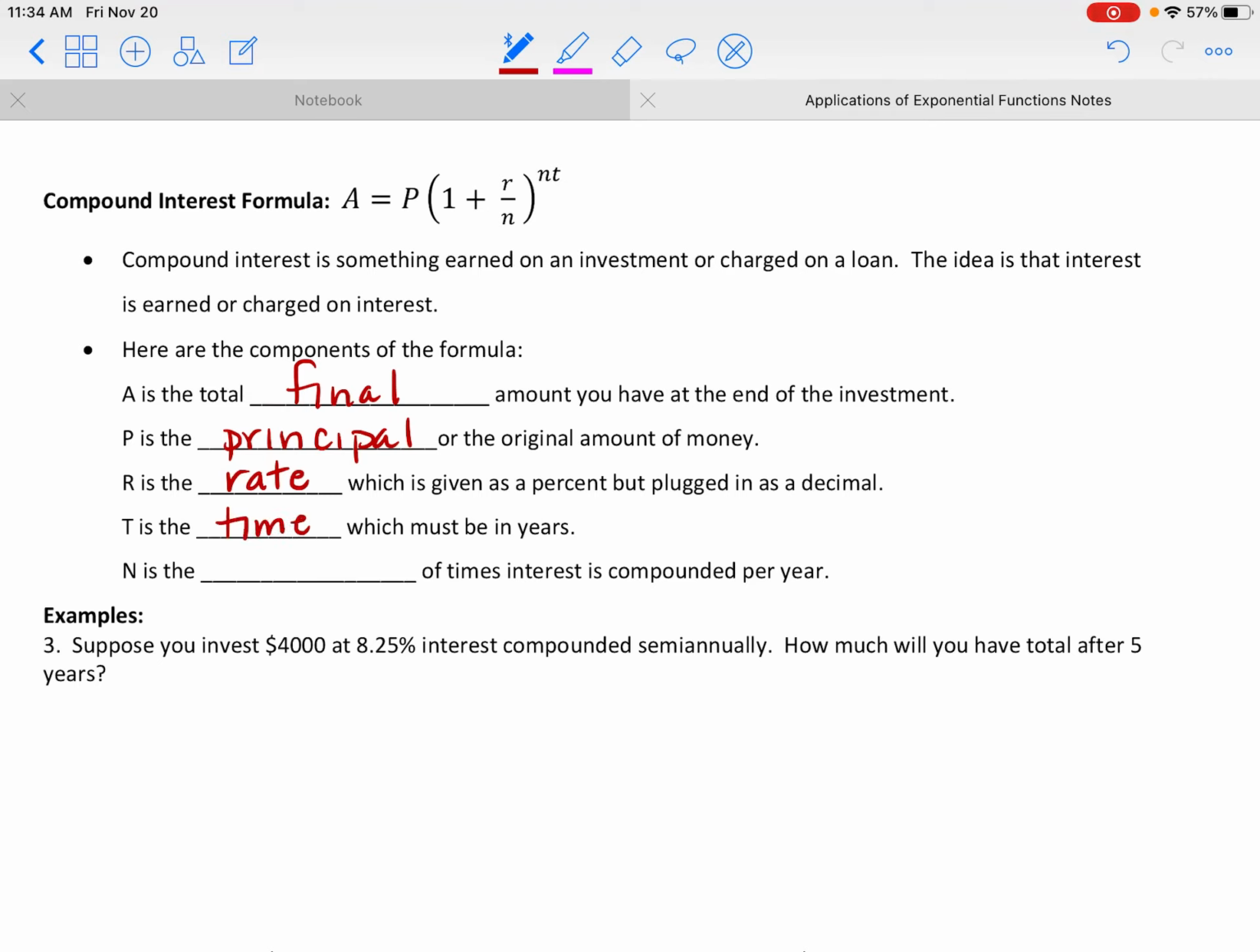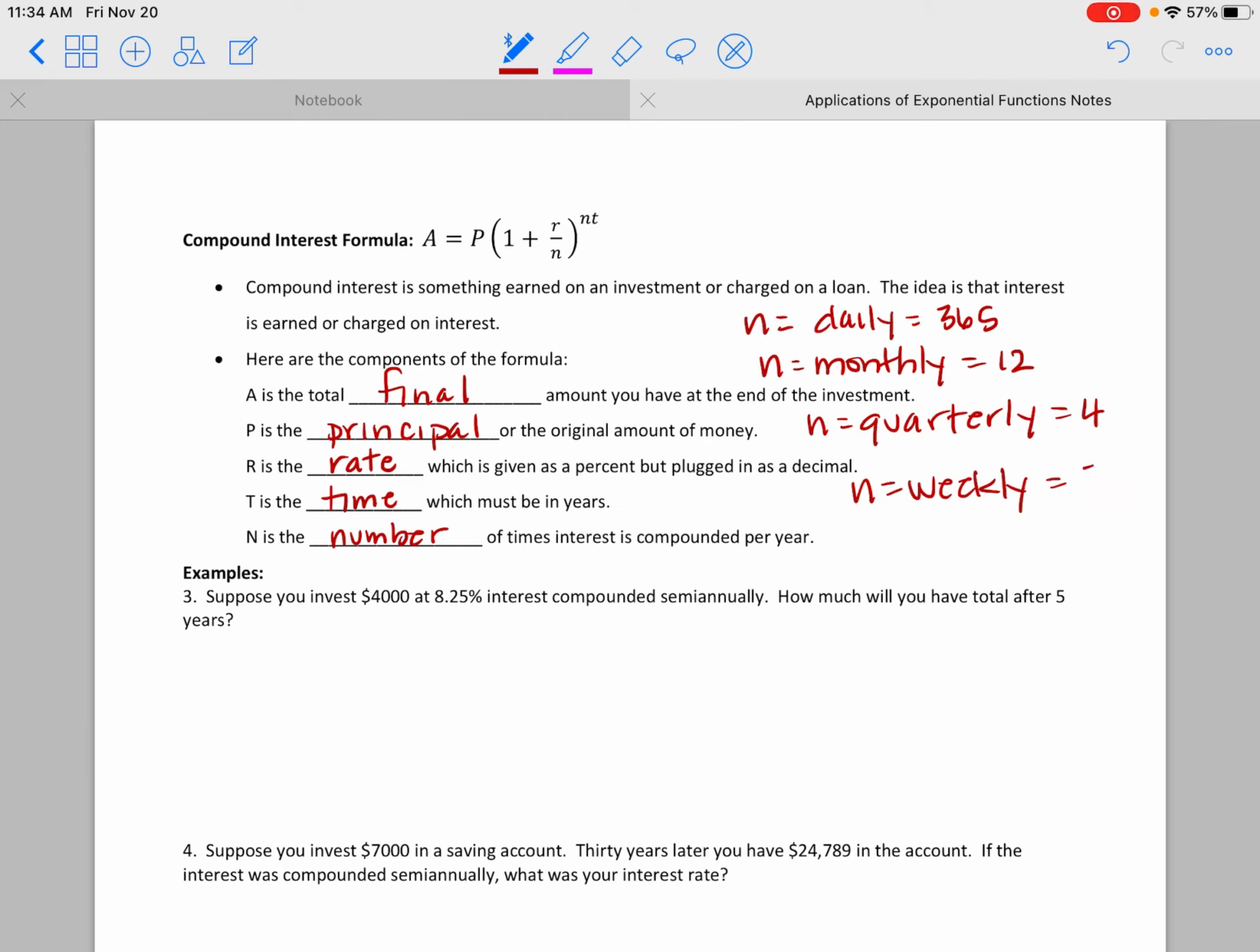So for instance, if it said the interest was going to be compounded daily, daily would be 365 times for the year. So N would be 365. If it said monthly, well, there are 12 months in a year, so N would be 12. Or if it said quarterly, quarterly would be 4 times for the year, so N would be 4. Or if it said weekly, weekly would be 52 times for the year, so N would be 52. Annually would be once per year. Semi-annually would be twice per year.